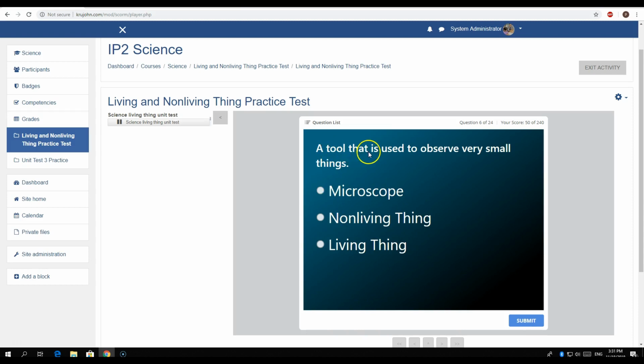A tool that is used to observe very small things. We use this in class to observe many different things, but for science class we observe some mold. It's called a microscope.